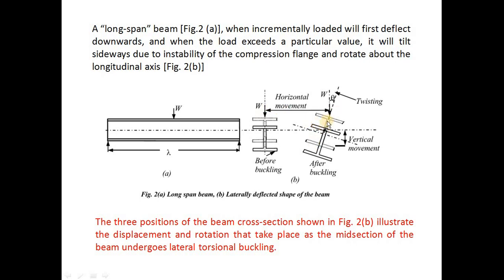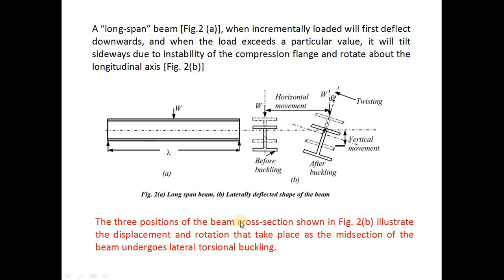You can see here, it will tilt sideways due to instability of the compression flange, because there is no lateral restraint to the compression flange. So due to that, it will rotate sideways about the longitudinal axis. You can see here, this diagram is actually telling you that first after the loading, the beam will deflect downwards, and after the load reaches a particular value, it will tilt sideways like this, okay, because of the instability of the compression flange along the longitudinal axis, and because of the tilting, it will have some twisting effect on that.